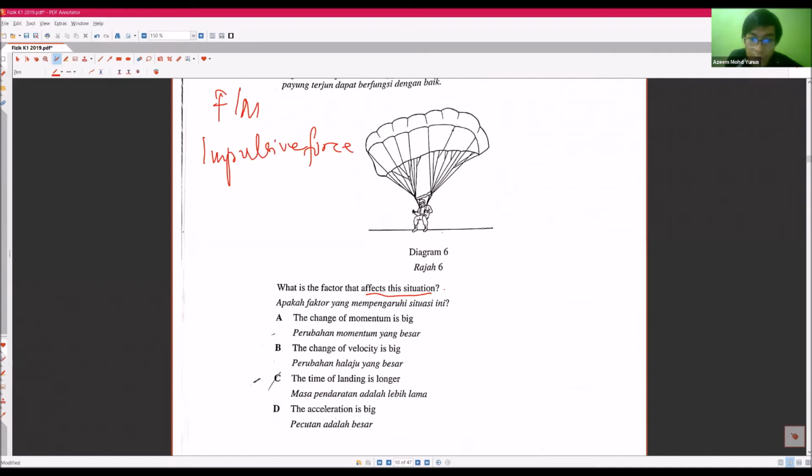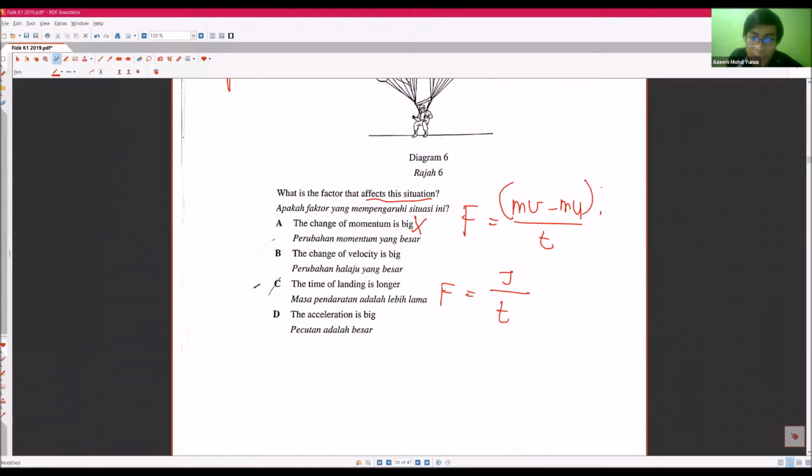So impulsive force has the formula like this, or F equal to impulse J over t. J is the impulse, t is the time of impact or impact time. So if the change of momentum is big, if this whole thing over here is a big value, then the impulsive force is going to be larger. So it cannot be safely landed. So A is wrong.